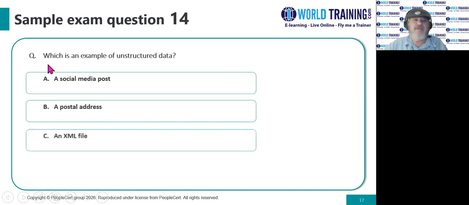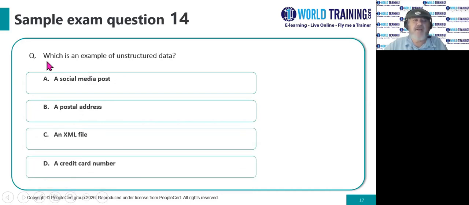Question 14, which is an example of unstructured data? A social media post? Yes. A post letter? No, that's pretty structured. XML files structured. Credit card number structured. So A is the best answer.